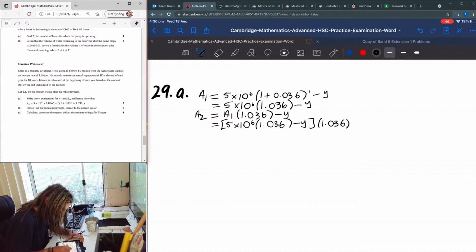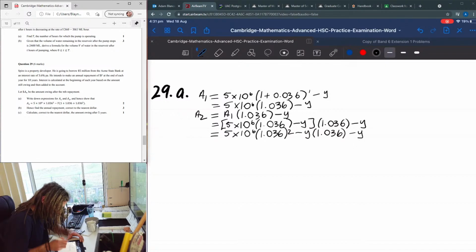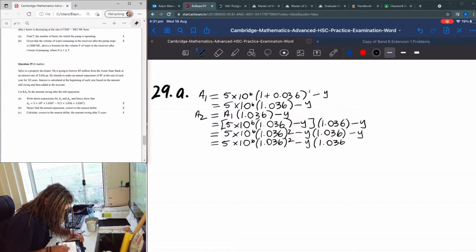These questions are identical. Every single time, it's exactly the same. Now, all of this times this is just going to put a 2 there. And then that times that would be Y times that. So 5 times 10 to the 6, 1.036 with a 2, minus Y times that, minus Y. So I can factorize this Y out. So Y outside of 1.036 plus 1, just be careful.